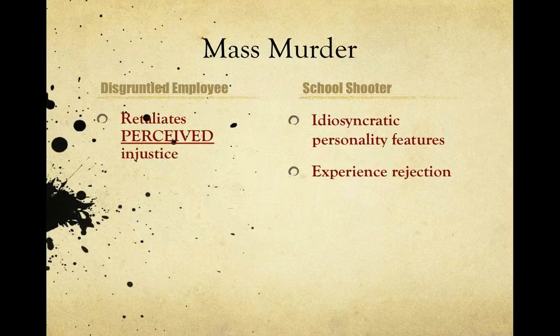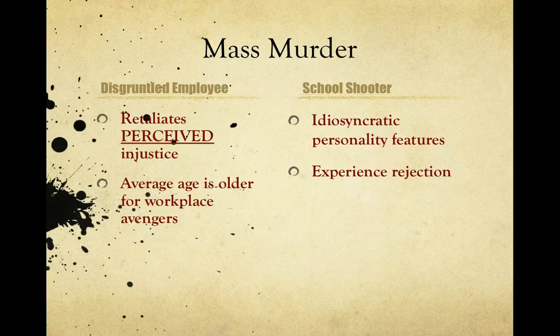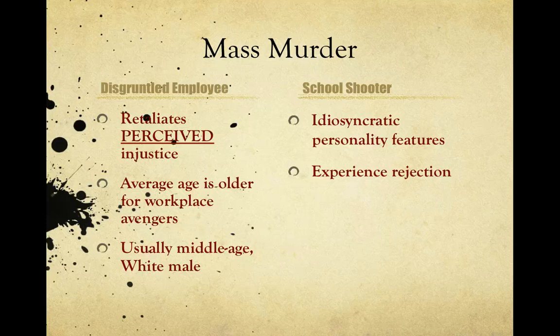As for disgruntled employees, they typically retaliate due to a perceived injustice. The word perceived is very important here, because it doesn't really matter if they were actually wronged in some way. Rather, it only matters what they perceive, because that is what determines how they act. These killers are typically older in age, with an average age of 39 compared to 29 years old. They also tend to be white males.